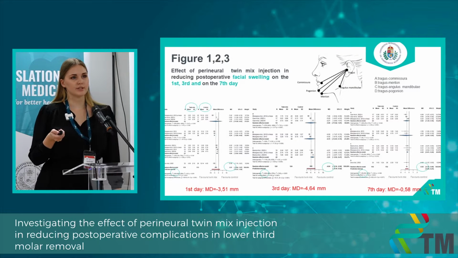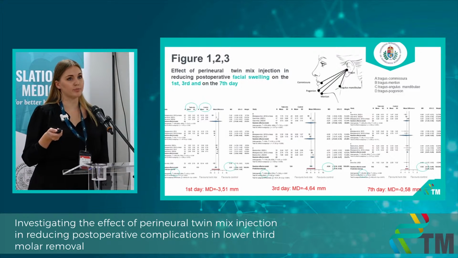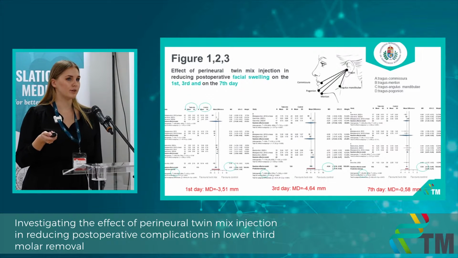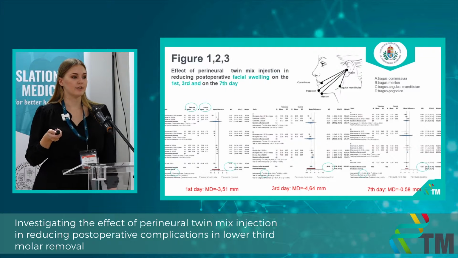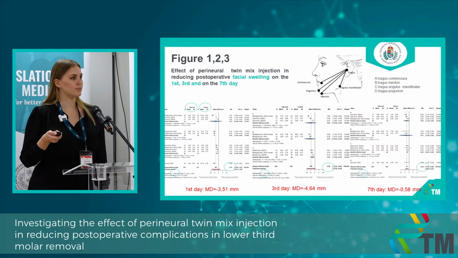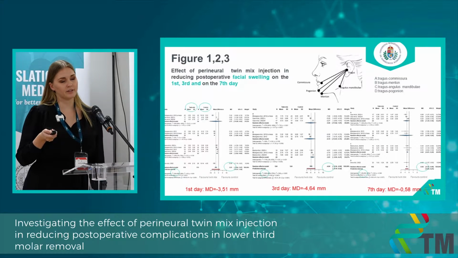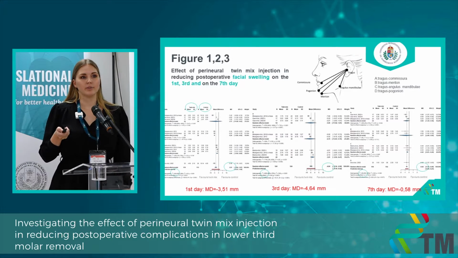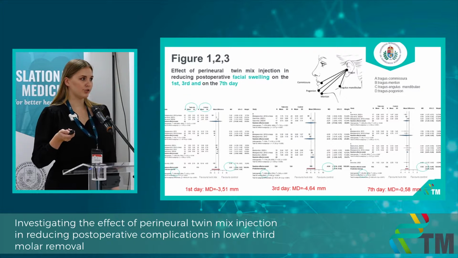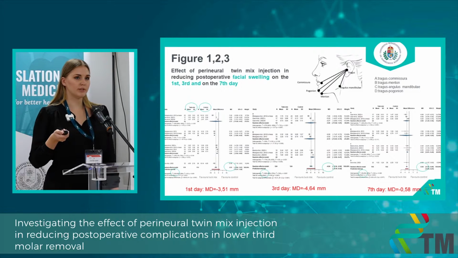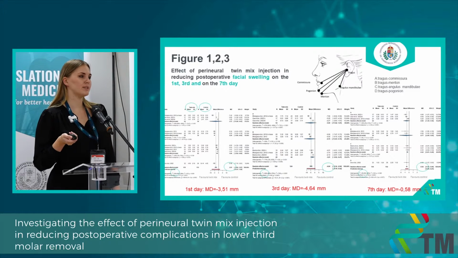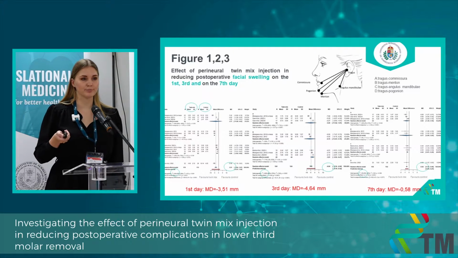My first 3 figures are investigating the effect of twin mix injection in reducing postoperative facial swelling on the first, 3rd, and on the 7th day. The facial swelling is one of the most important outcomes because it affects both the trismus and the pain. In this case, the swelling is obtained by subtracting the postoperative condition from the preoperative condition in millimeter. Here, the ideal situation would be 0 millimeter, which means there is no facial swelling.